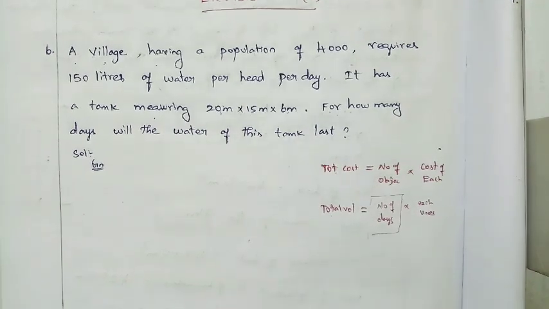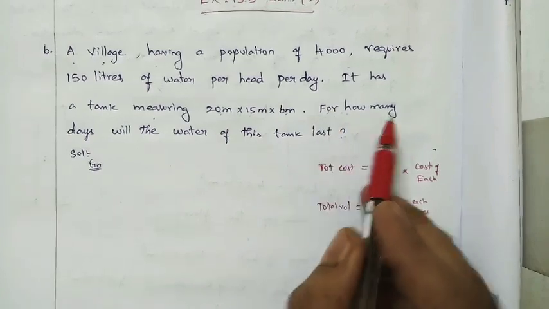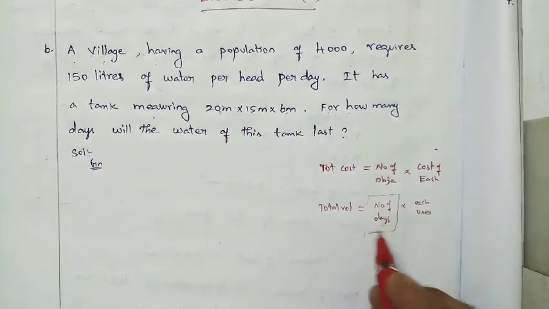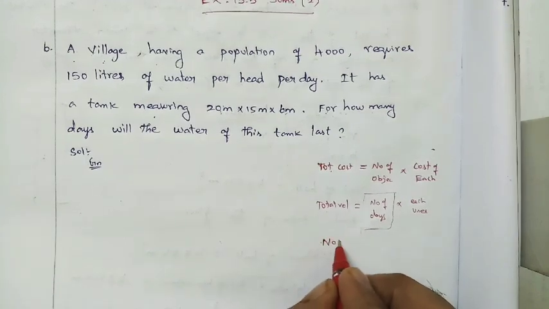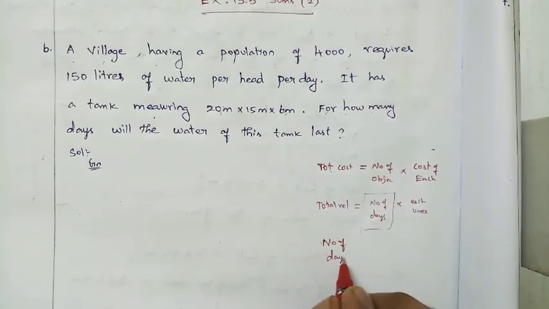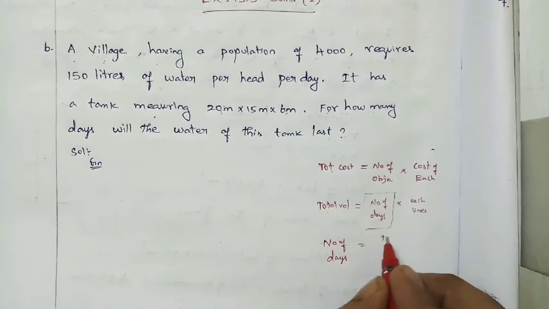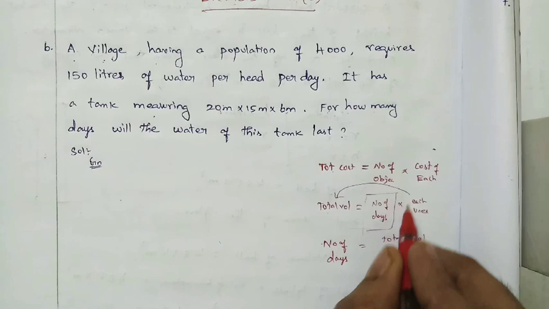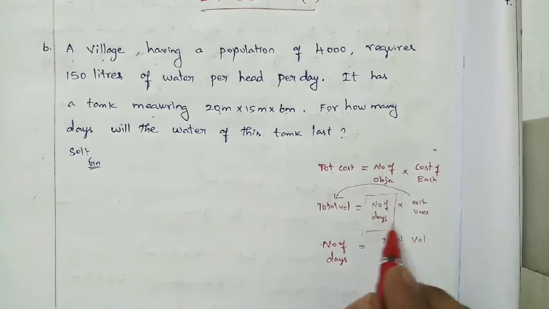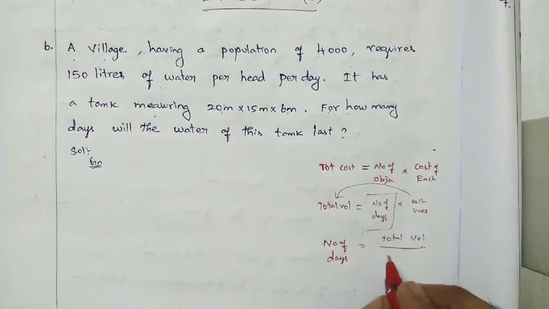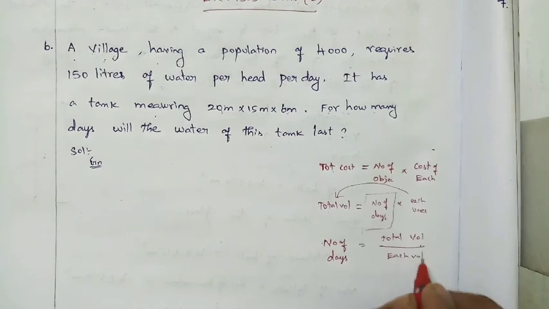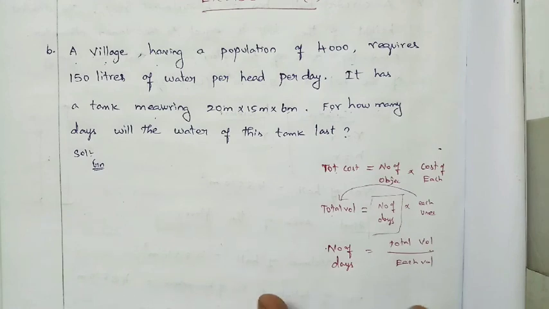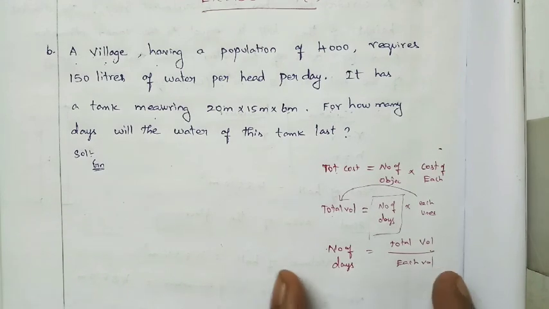How many days? What are they asking? For how many days will the water of this tank last? So how many days will it be possible? It's nothing but the number of days. Number of days is equal to total volume of water divided by each volume, bringing each volume to the other side, multiply will become divide. Total volume divided by each volume. So this is the basic concept. Wherever it is needed, we want to go like that. Please keep those things in your mind.